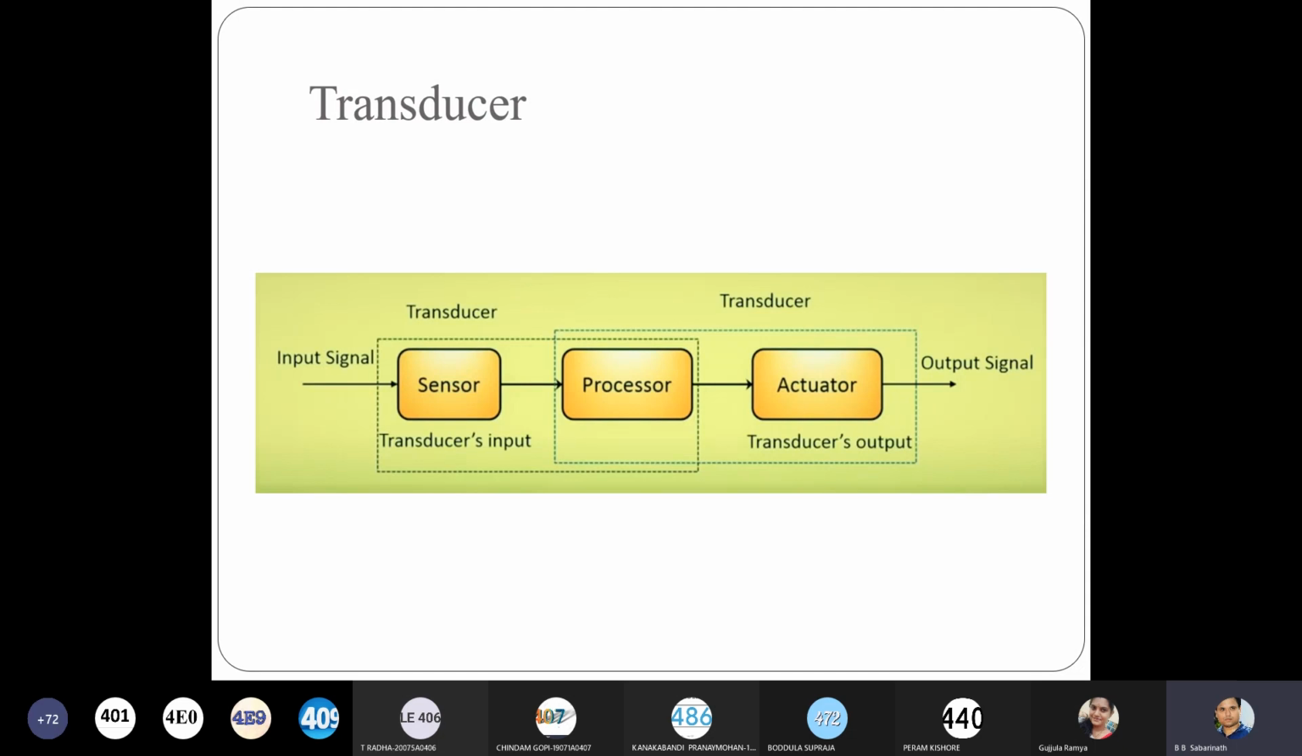So with this, we come to the technical part: what is a sensor and what is an actuator. Before even the terminology of sensor and actuator, we have a term called transducer. So what is a transducer? A transducer converts one form of energy to another form.